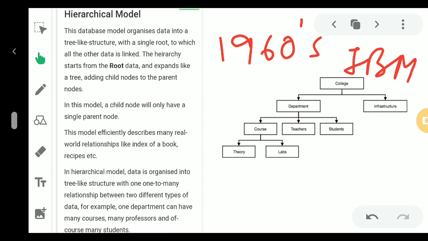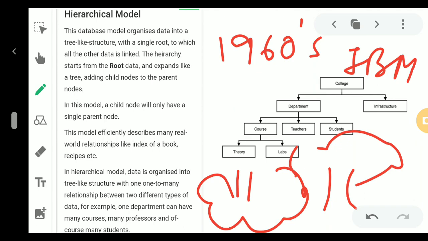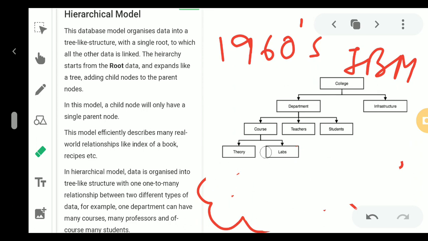A tree is like this, but it is an inverted tree, like this. So it is an inverted tree-like structure. The schema for the hierarchical database consists of boxes, which correspond to the record types, and lines, which correspond to the relationships between them. These lines show the relationships, and the boxes are the record types.